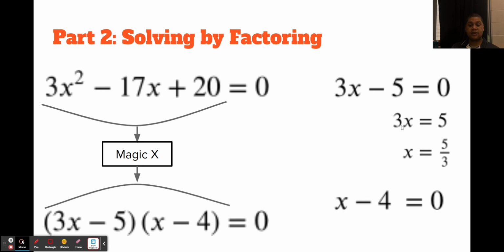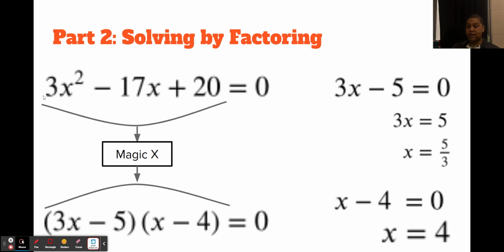I would add 5 to both sides, get 3x equals 5, and then divide both sides by 3, x equals 5/3. And then down here, x minus 4 equals 0. Add 4 to both sides, and you just get x equals 4.